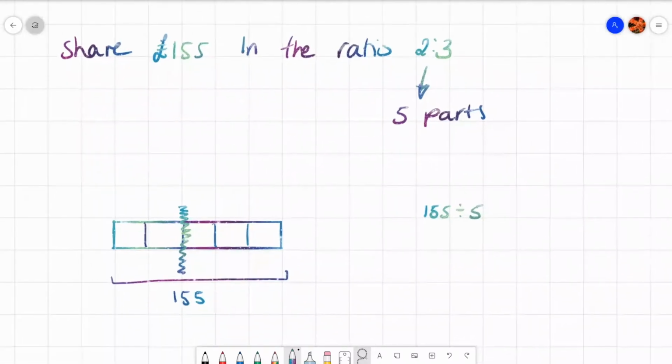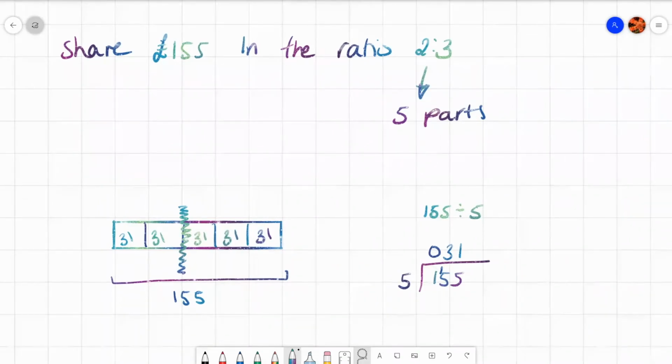While we're here, let's recap the bus stop method. So if you can't do that in your head, or you might be able to. How many 5s in 1? 0. So you carry the 1 over. How many 5s go into 15? Well, it's 3, isn't it? And how many 5s into 5 then is 1. That means one box is £31. So 31, 31, 31, 31, and 31.